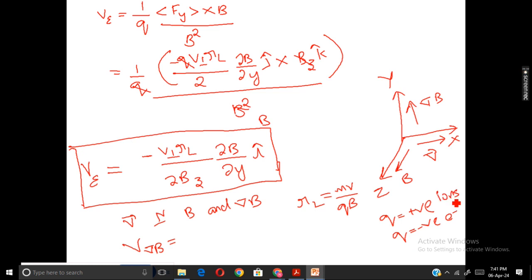So in case of electrons, Q is negative, so V delta B will become positive. So x is also positive. So it will be in the positive x direction. The electrons will move in the positive x direction. Whereas when it is ions, this term will be positive, so the negative sign will come. So in the negative x direction it will move.